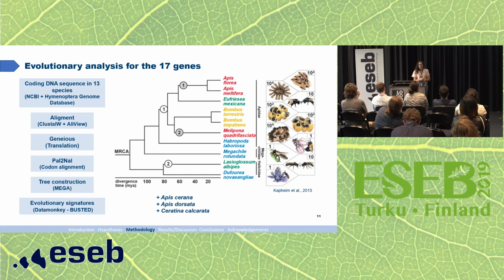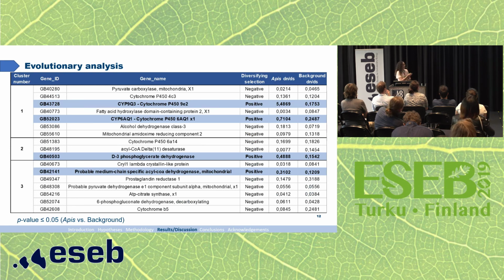And what is interesting about this test is that you can select the branches that you want to test. So in case of our hypothesis against Apis, we selected as our foreground branches all the 4 species of Apis, and as our background, all the other 9 species. And the result is this one. So we have one gene, the first one, that has dN/dS higher than 1. So it's really positive when we think about diversifying selection. But we also have positive results for 3 other genes.